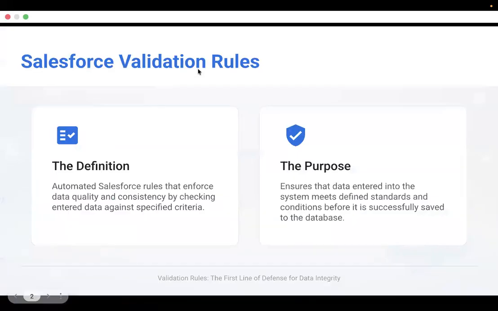So the definition is: automated Salesforce rules that enforce data quality and consistency by checking entered data against specified criteria. As I said, email. If someone is entering a wrong email format, like Kalyan Chakravarti at the rate gmail.com, it may exist, may not exist, but at least they should give it in the right format. So we have to check the criteria.